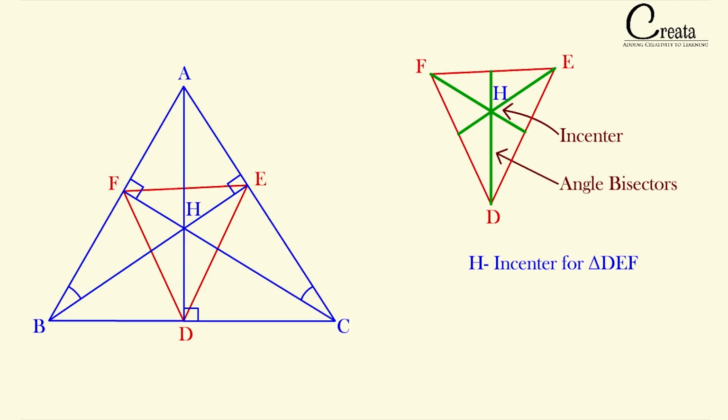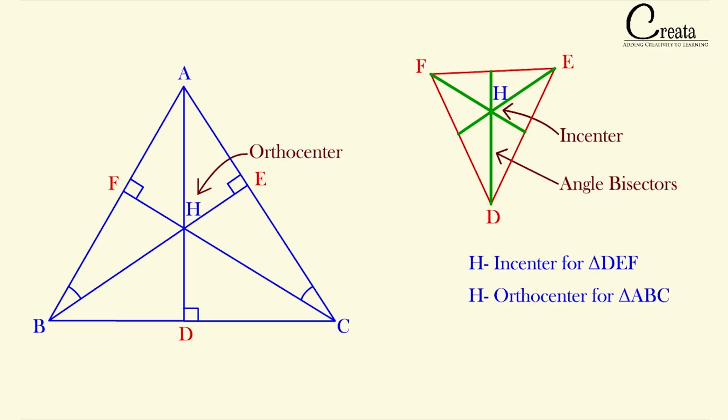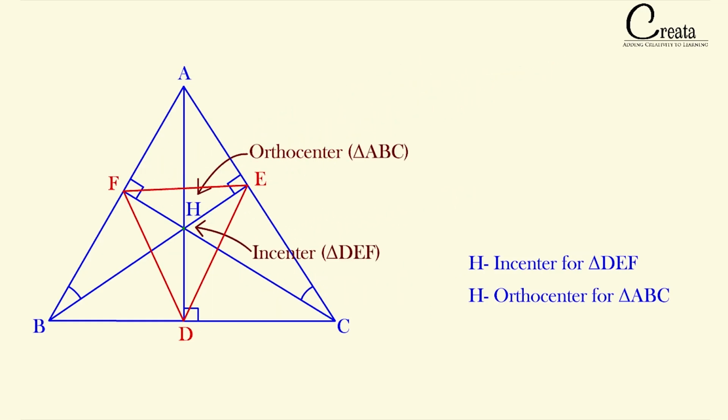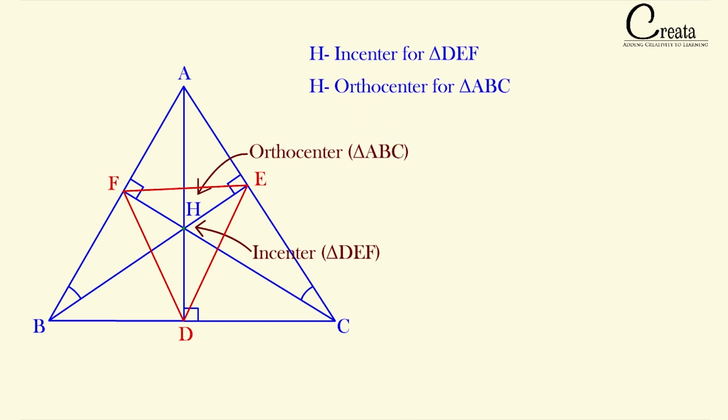And just now we have also seen the point H is also the orthocenter for the triangle ABC. So we got that the point H is also the orthocenter of the triangle ABC, and also the point H is the incenter for the triangle DEF. Got it? This is the property of the orthic triangle. That is, the incenter of the orthic triangle is equal to the orthocenter of the main triangle. Got it? This is very important property.